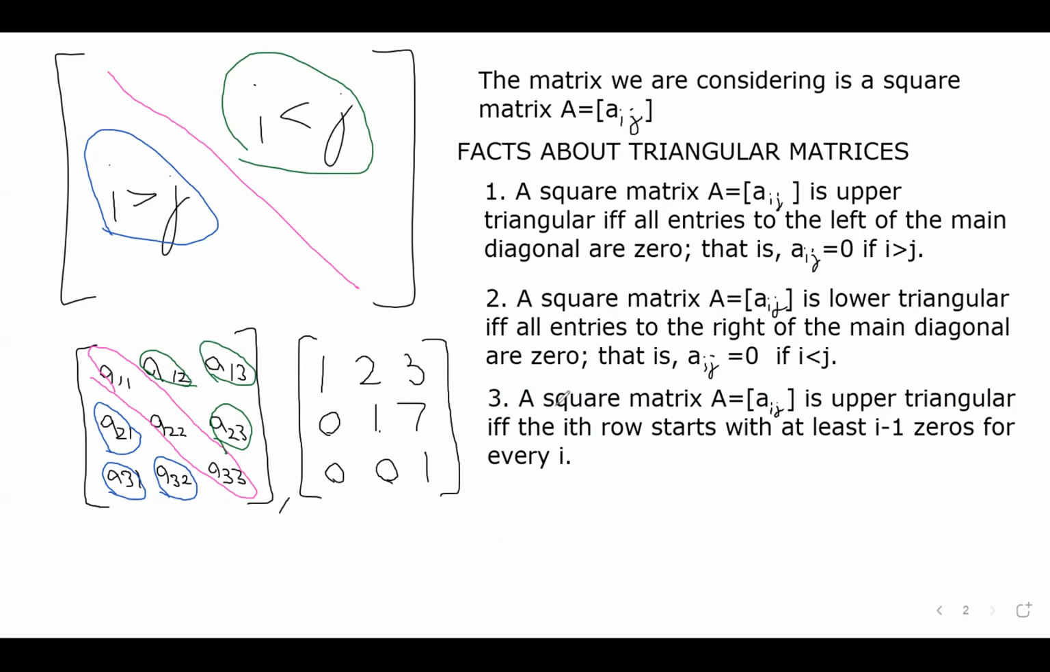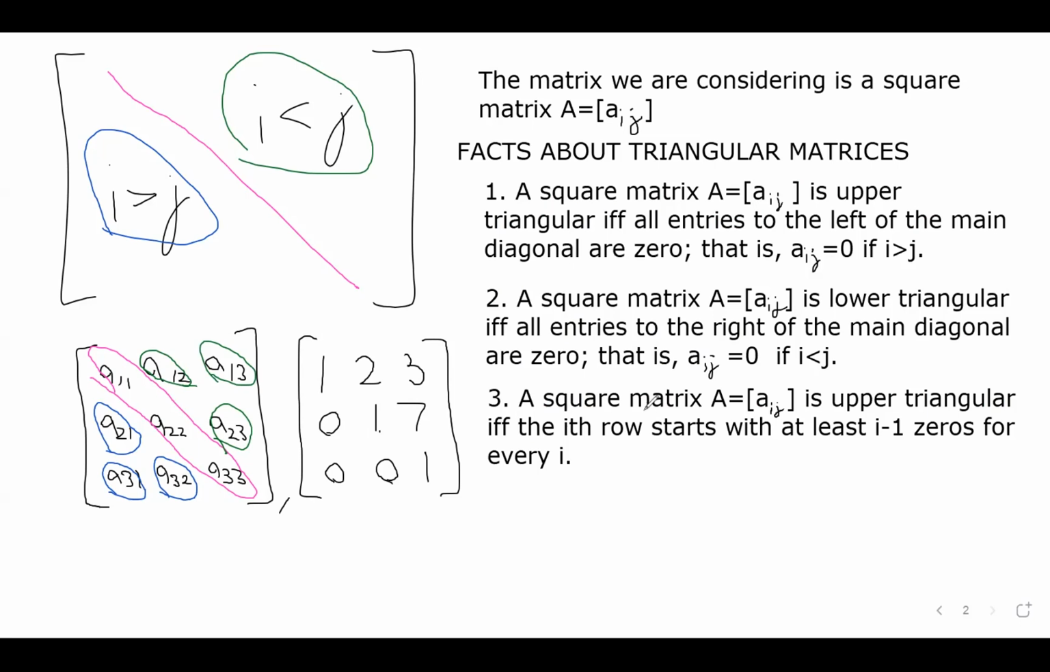So this statement that the ith row starts with at least i minus 1 zeros for every i is saying that if you look at any particular row and you think of the row number, it has to start with the row number minus 1 many zeros. So the second row starts with at least 1 zero, because 2 minus 1 is 1. The third row starts with at least 2 zeros because 3 minus 1 is 2. That's what that statement is saying. But that statement is equivalent to the statement that your matrix is upper triangular.